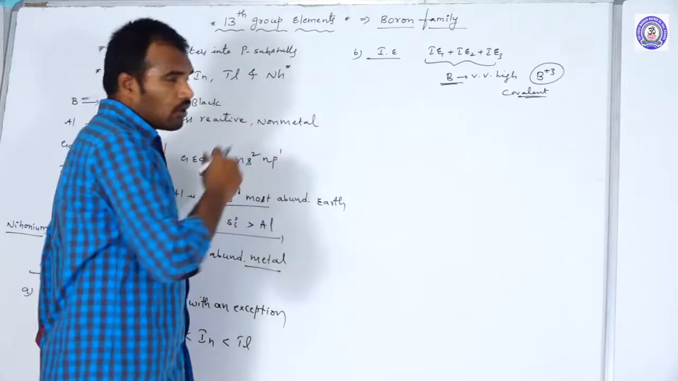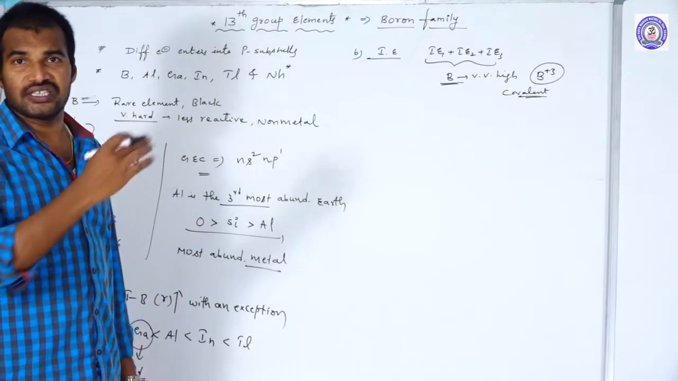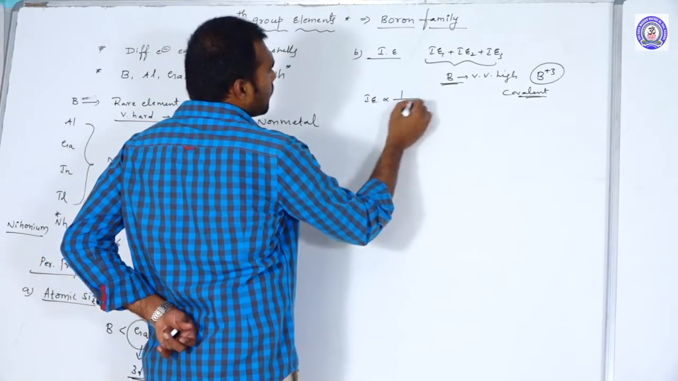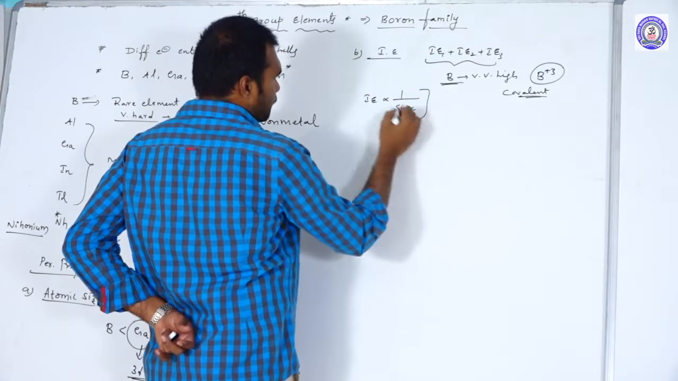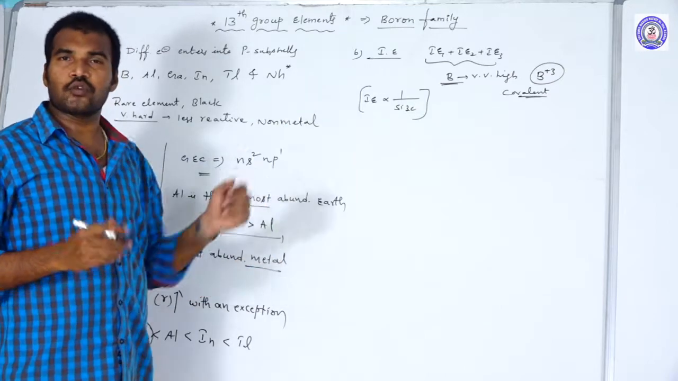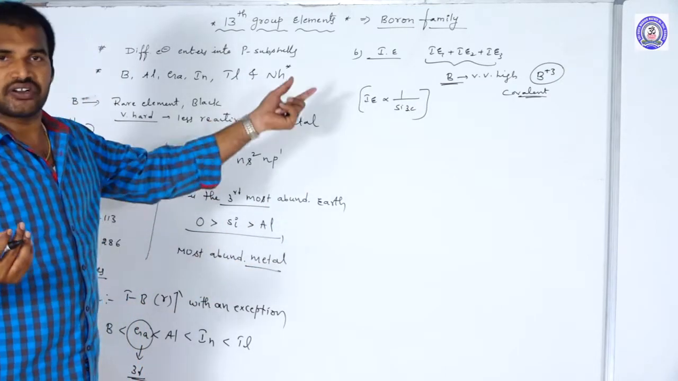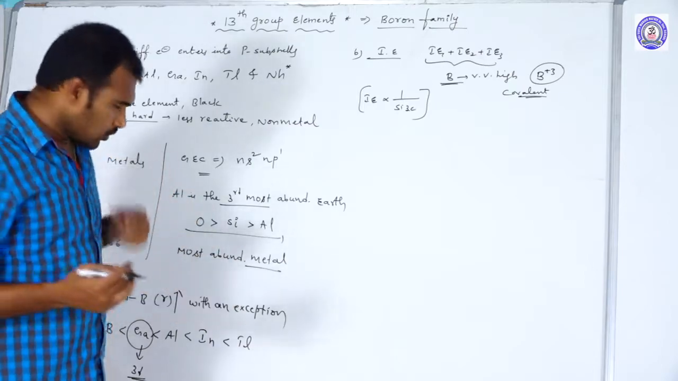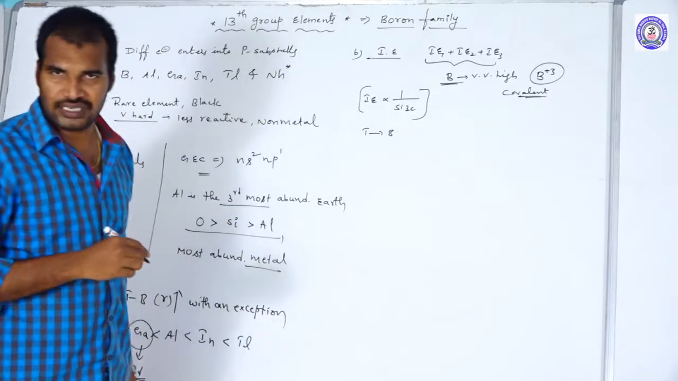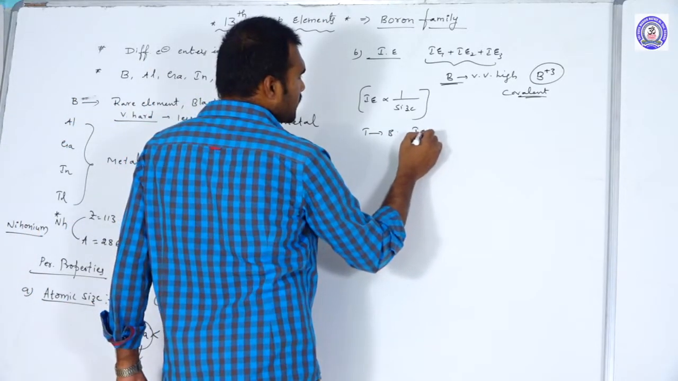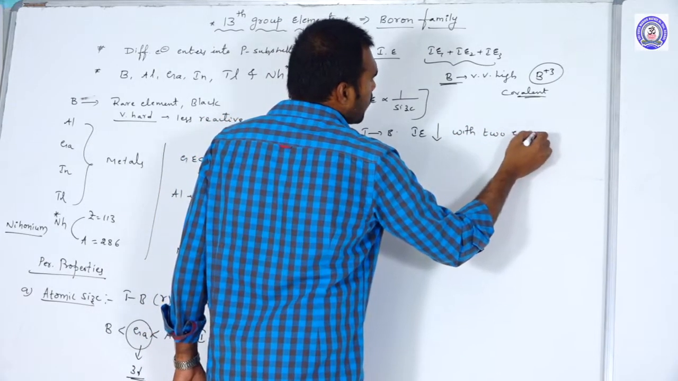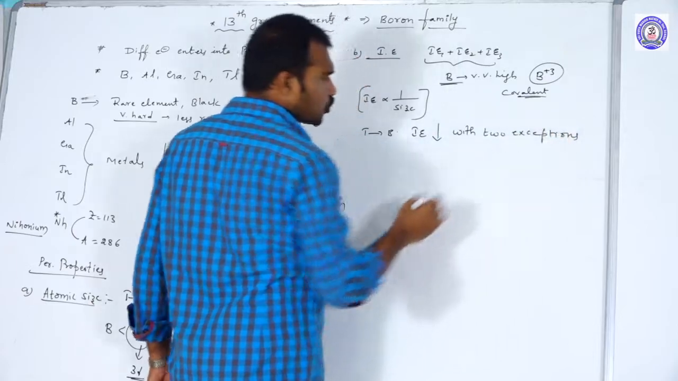Next, coming to the variation of ionization energy in the group from top to bottom. In general, ionization energy is inversely proportional to size, that we know. So what happens in the group from top to bottom? Size increases. If the size increases, the general order is that ionization energy should decrease. But here, in the 13 group elements from top to bottom, ionization energies decrease with two exceptions. There are two exceptions here.